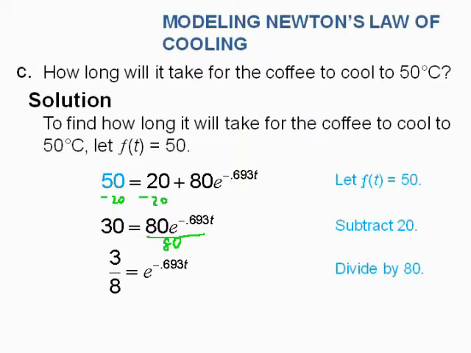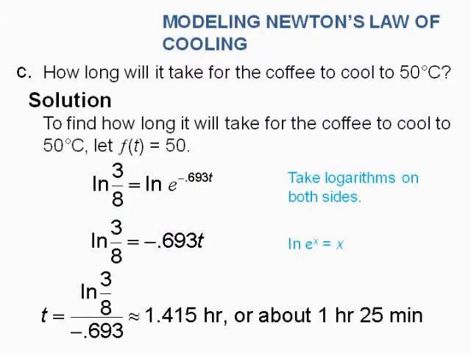Divide both sides by 80, because again, we want to get this down to the e, and I bet you all know what's coming next. I bet you we're going to ln both sides, as we show here in this next graphic. And when we do this and put it in our calculator correctly, it'll take about 1.415 hours, or about an hour and 25 minutes. So you can use exponential and logarithmic growth and decay in the real world.